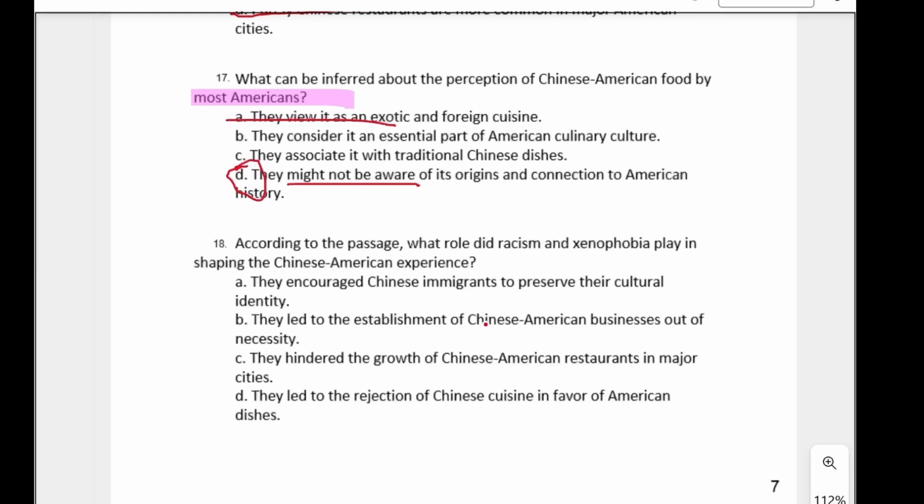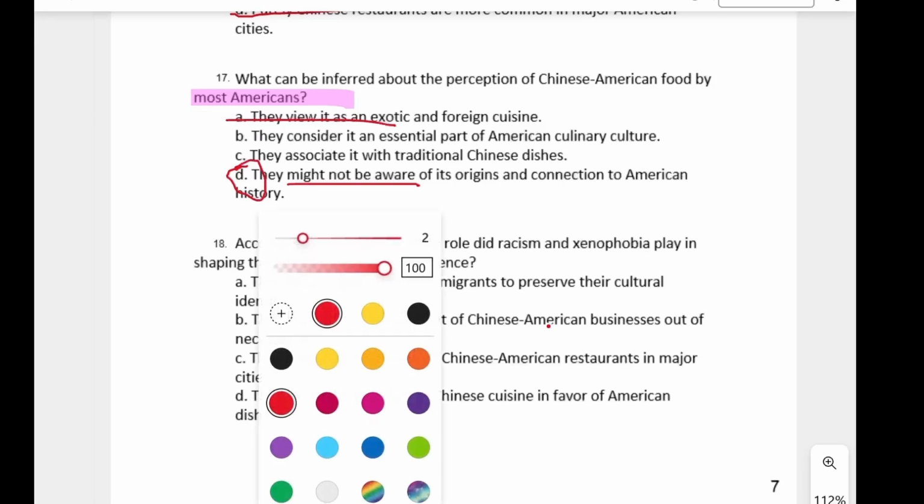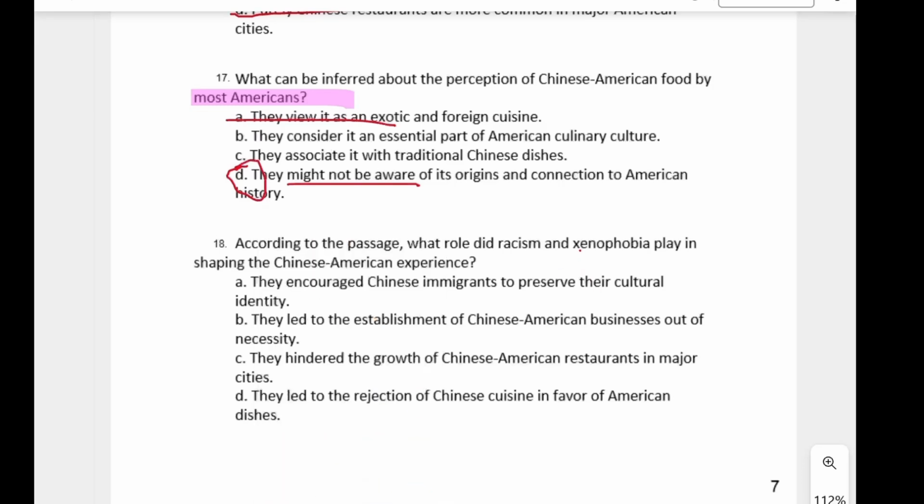Question 18. According to the passage, what role did racism and xenophobia play in shaping the Chinese American experience? They encouraged Chinese immigrants to preserve their cultural identity. Now, this whole passage is about having to grow out of that cultural identity in order to assimilate with the Americans. So let's cross out A. It led to the establishment of Chinese American businesses out of necessity. This is looking more like the answer.